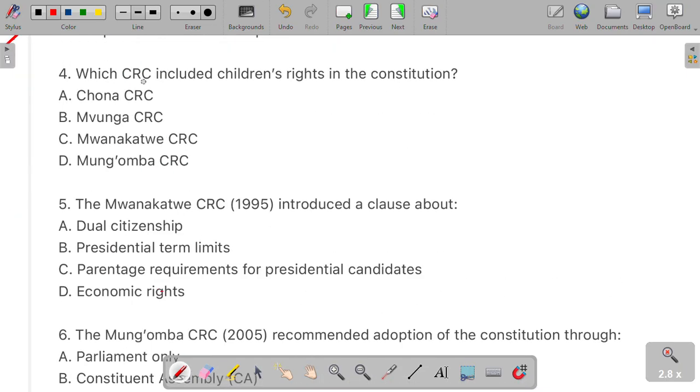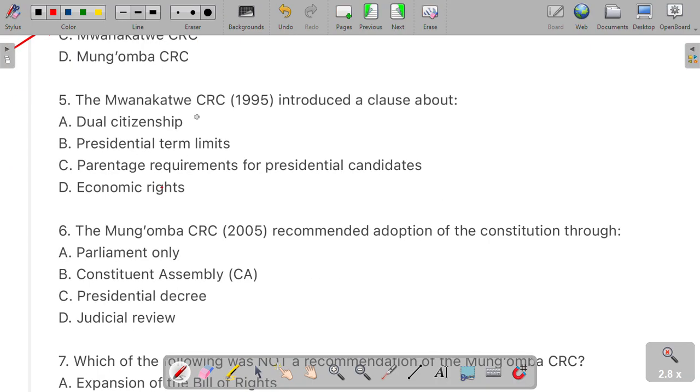We continue. Question number 4. Which CRC included children's rights in the Constitution? Is it A, Chona CRC; B, Funga CRC; C, Mwanakatwe CRC; D, Mungomba CRC? What's our correct answer? Our correct answer is B, Funga CRC.